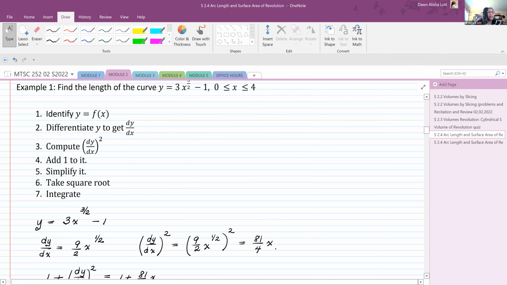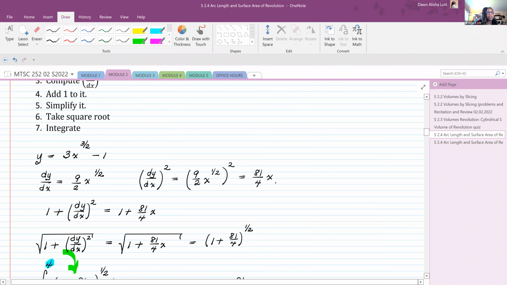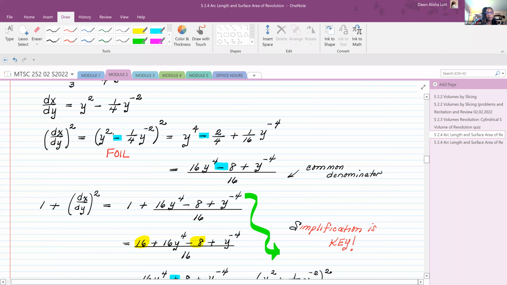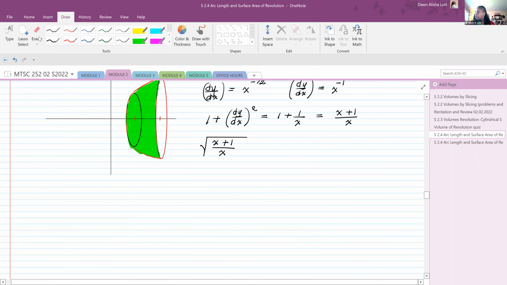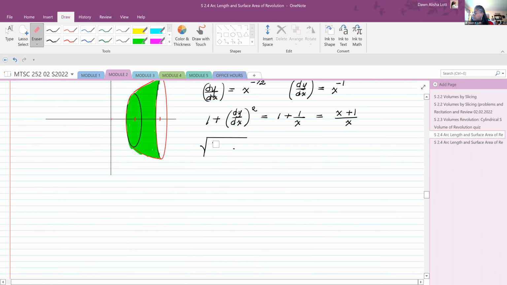Okay, I found y, I differentiated, I computed y squared, I added 1 to it, I simplified it. Now I'm going to put it inside the square root because it's simplified. There we go. Now I know why I was writing the 1. I was writing the square root of 1 plus (dy/dx) squared, which is equal to the square root of (x plus 1) over x, because that's what we get.